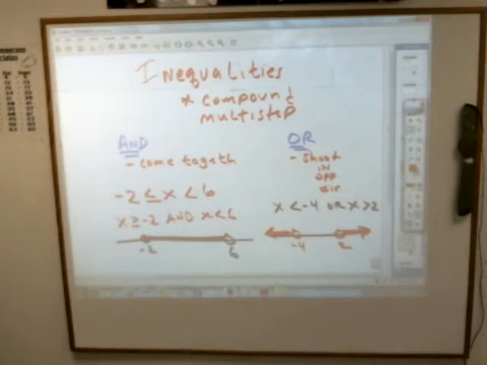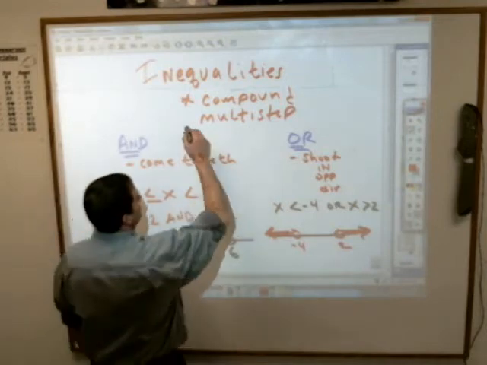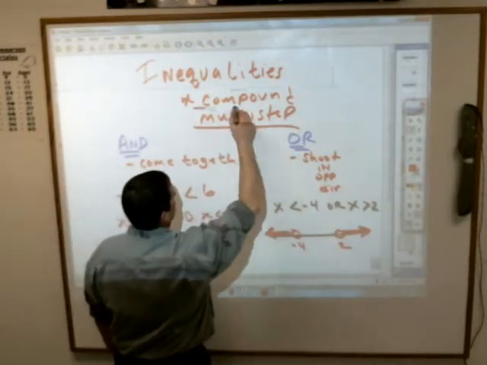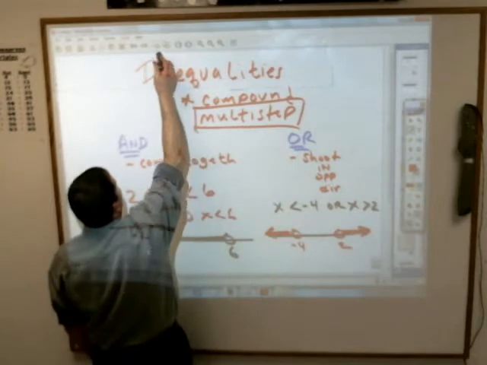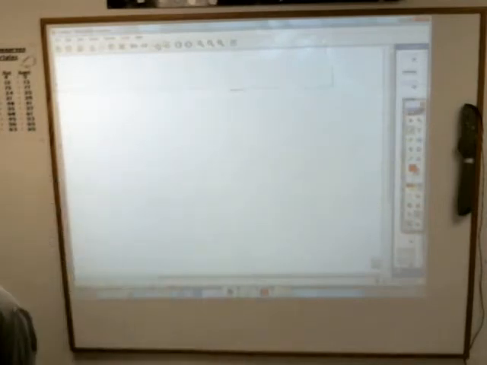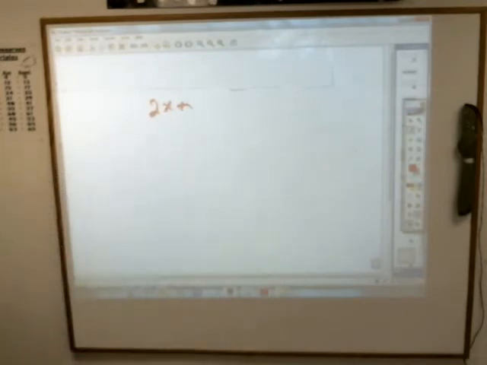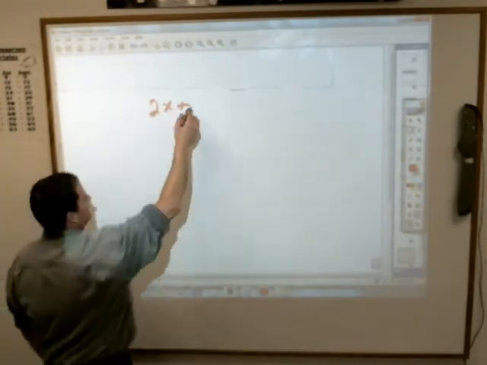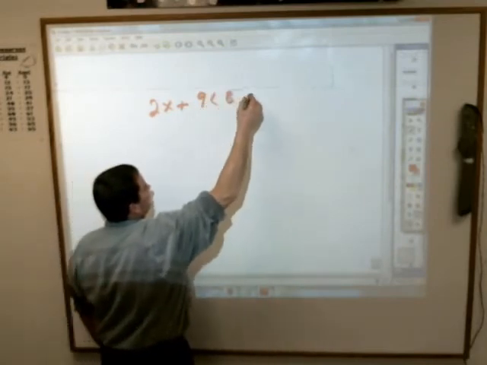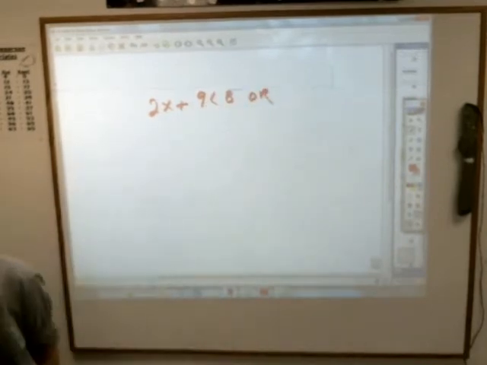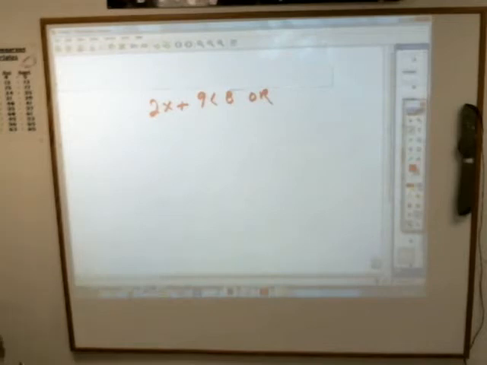Now, unfortunately, this is where we have to solve them. That's why it's called multi-step. I think I talked about this before, but I don't remember. Let me give you a for instance. The "or" ones aren't so bad, so let's do one of those: 2x + 9 < 8 or 3x + 3 > 12.